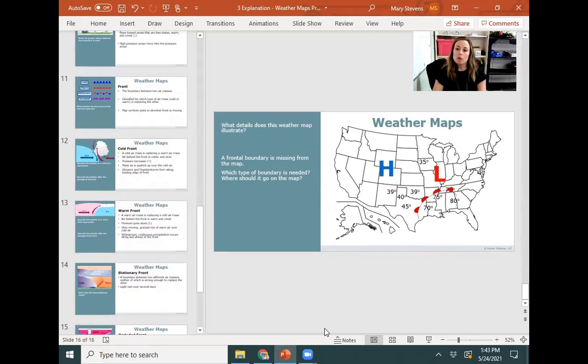That is all I have for you on weather maps. Hopefully, you can now look at a weather map and at least know what some of these instruments and things are that we use when we're predicting weather.